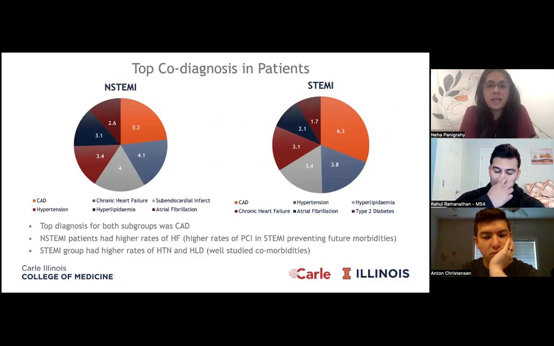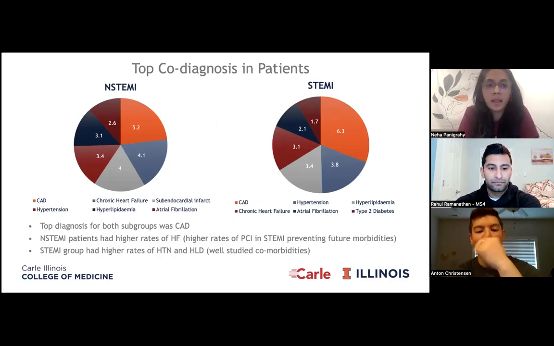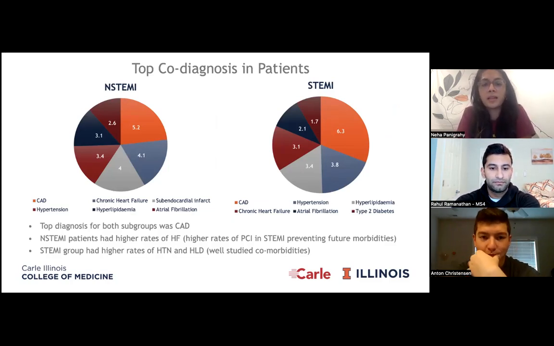Another thing we looked at was the co-diagnoses in the patients. Unsurprisingly, the STEMI and NSTEMI patients both had the highest proportion as CAD. So CAD, or coronary artery disease, was the most common co-diagnosis.